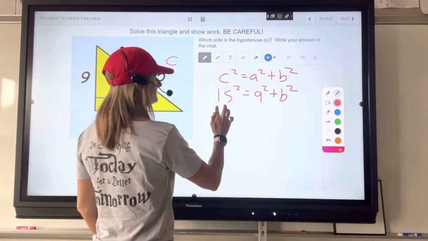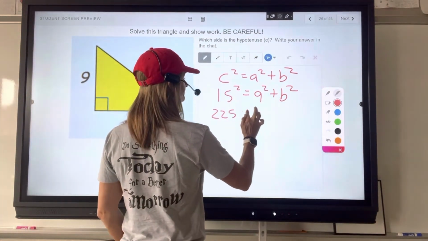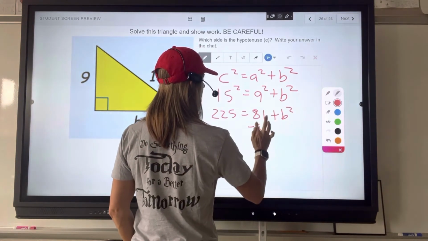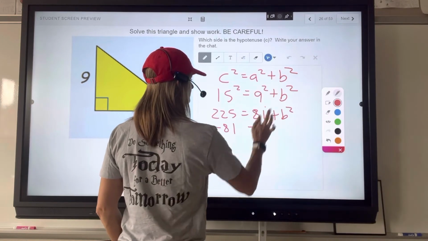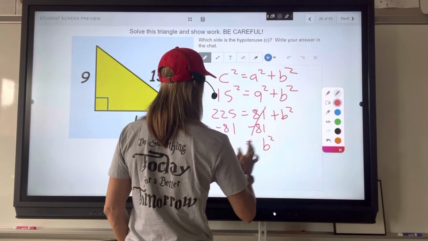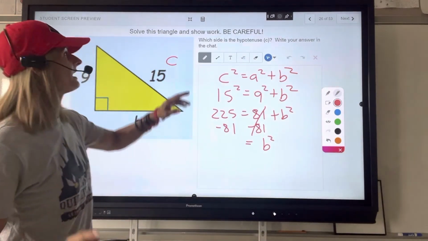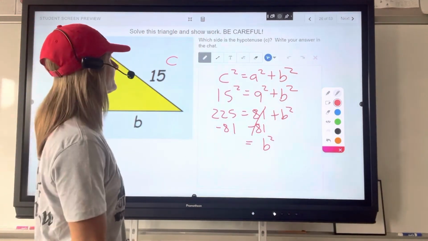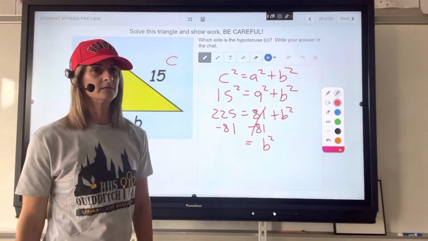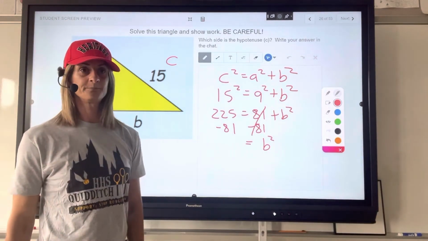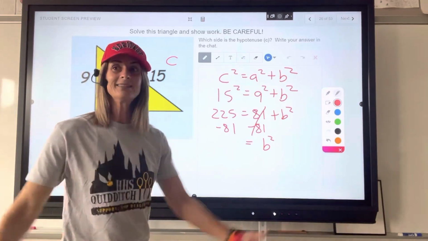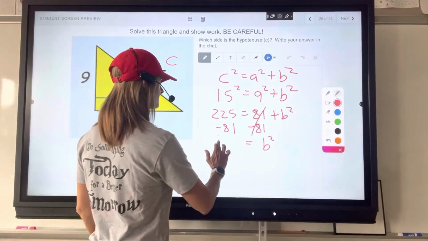So now, 15 times 15 is 225. This is 81 plus B squared. Subtract your 81. So now, what is that? What's 225 minus 81? And by the way, I do have a calculator at the top here, which I can't use because I'm going to annotate. So somebody else use it. What do you get? Ryan? 144. I love it. That's a perfect square.